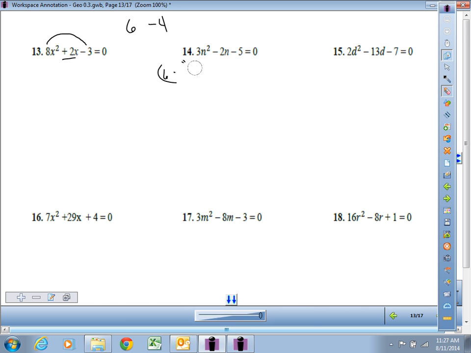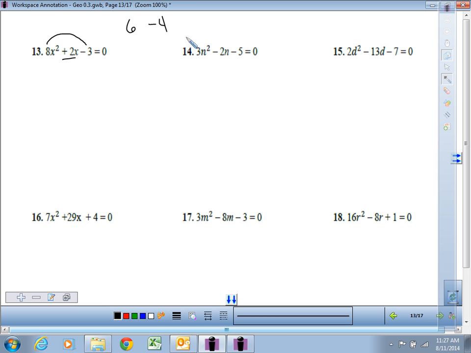We can't just go and rewrite this right now. What we're going to do is we're going to partner these up with pairs that work better. So if we look at our 8, which one works better with an 8, a 6 or a 4? Well, which one works better with a 3, a 6 or a 4? So this 4 works better with this 8. So when I rewrite this, I've got to rewrite it all the way out. I'm going to go 8x squared minus 4x.